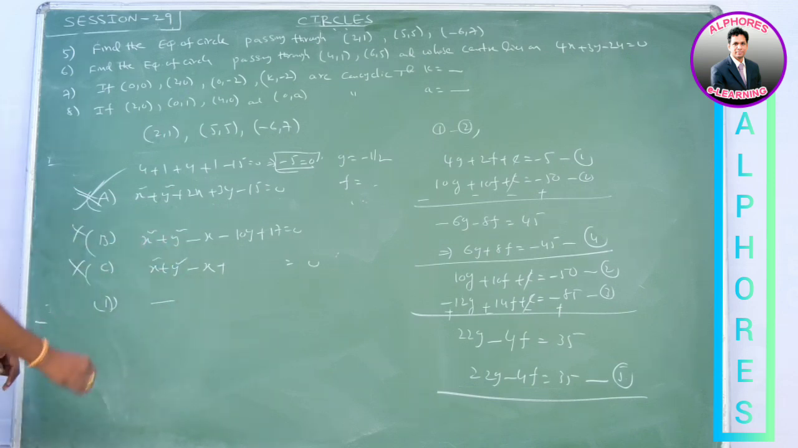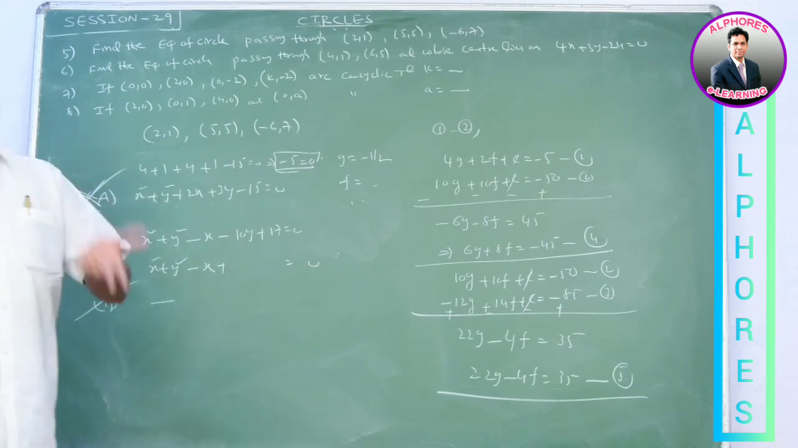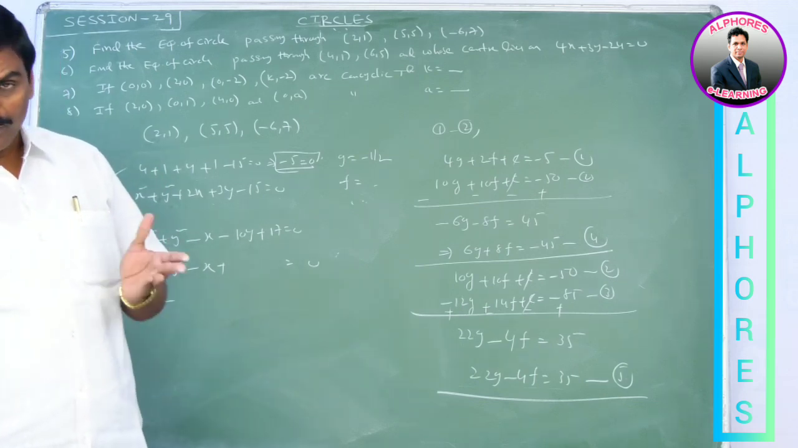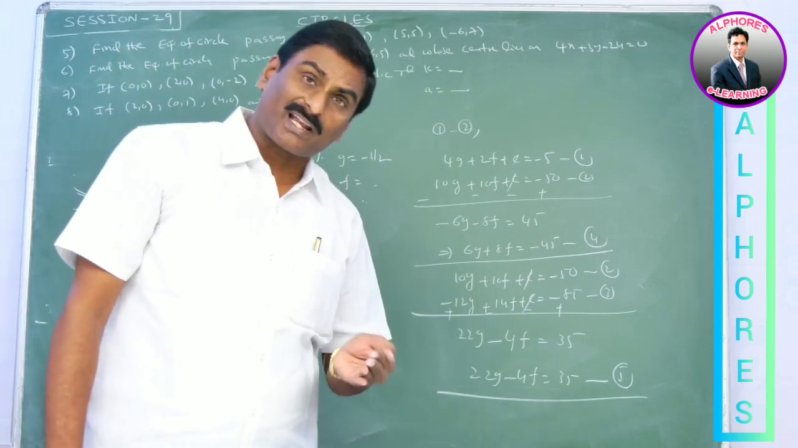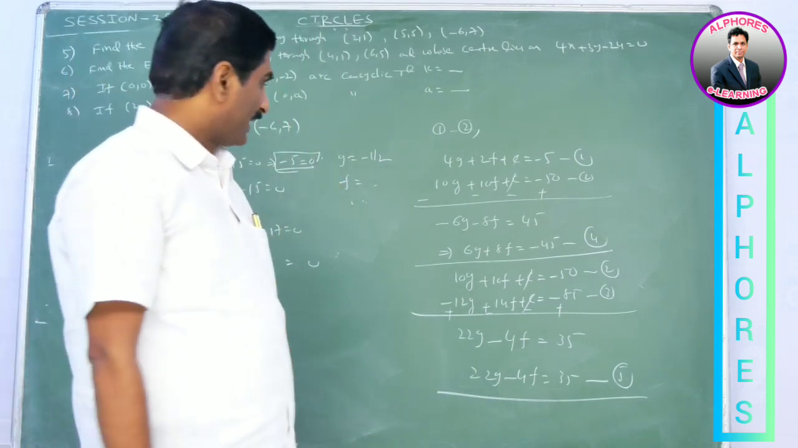C does not satisfy, this also fails. So the correct answer is D. This is the elimination and verification method. We can find the equation of the circle by the verification and elimination method. Okay. Next.